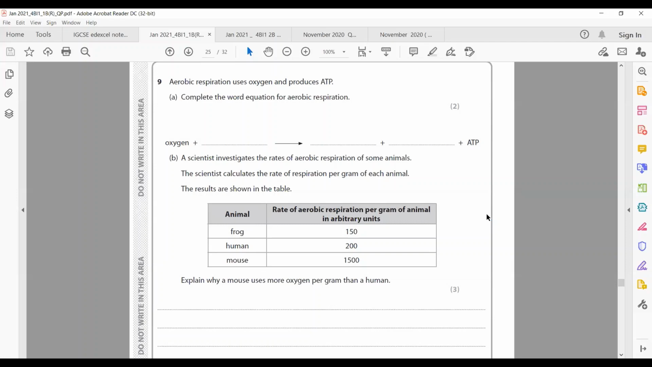Because the mouse takes in less oxygen than humans for each breath, and the rate of aerobic respiration is much more in the mouse. Yeah, so it's going to need to breathe faster in order to deliver the oxygen around its whole body. So it takes in more oxygen.